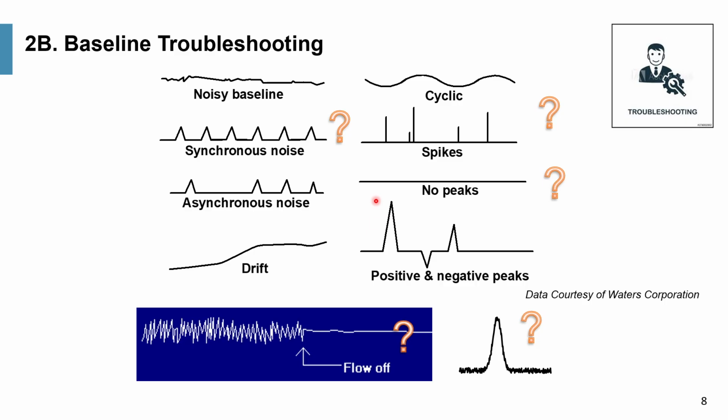No peak is a big problem, right? It could be due to a multitude of situations. Drift, positive and negative peaks. Okay, so if you have a very noisy baseline, once you turn off the pump and the noise goes away, then definitely it's pump related. Also, if you have a very noisy peak, most likely it is your deuterium source in the UV detector, aging of the lamp.